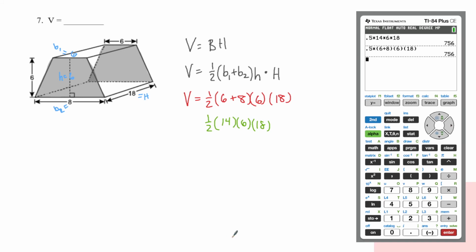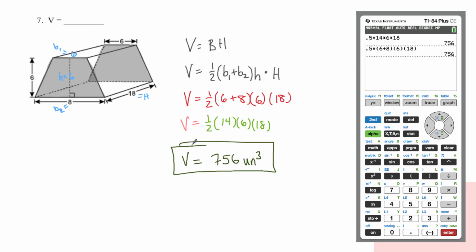So, click. Why is that still pink? So that tells us our final answer is the 756. With no units given, again, you'll just say units and put a 3 on it. And those are cubic units. And that's it. I hope that makes sense.